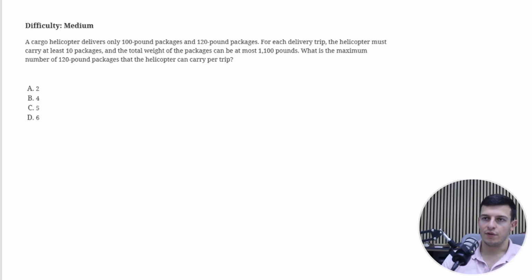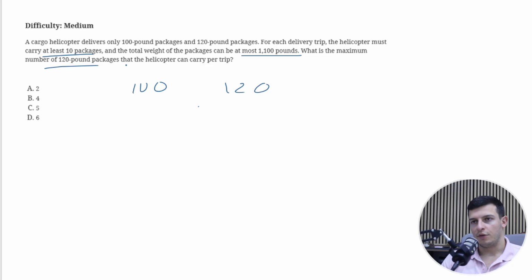A cargo helicopter delivers only 100-pound packages and 120-pound packages. For each delivery trip, the helicopter must carry at least 10 packages, and the total weight of the packages can be at most 1100. So at least 10 packages, at most 1100. What's the maximum number of 120-pound packages that the helicopter can carry per trip?